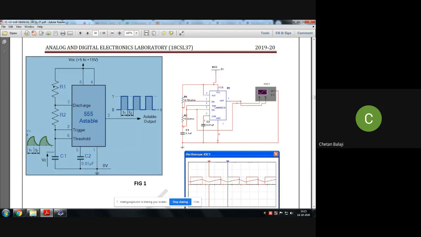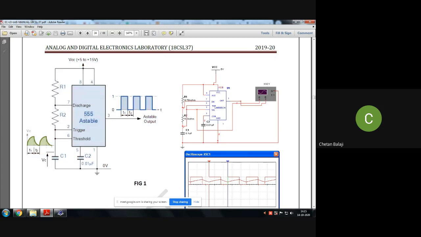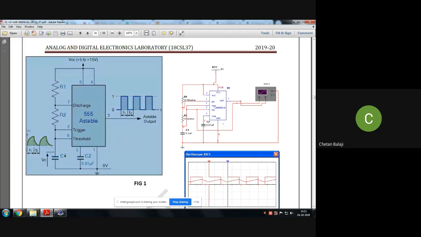Okay, so we have to find out R1, R2 and C1. In this question, this experiment, design means what we calculate: we have to find out the value of R1, resistor 1, the value of R2, resistor 2, and the value of capacitor 1, C1. So you have to find these three. To find these three, we have the formula here.